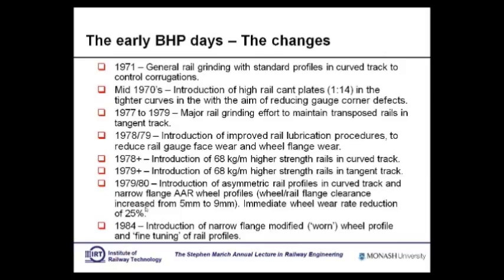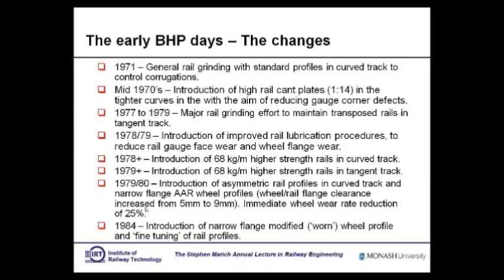gauge corner defects. 77, 79, there was a major rail grinding effort, because what we had to do in tangent track, in the straight track, that had all this cyclic wear, is to change one rail for the other, and that's called transposition. It's generally not used very often, but when you're in a panic, you do anything to keep the trains going. So here we are.